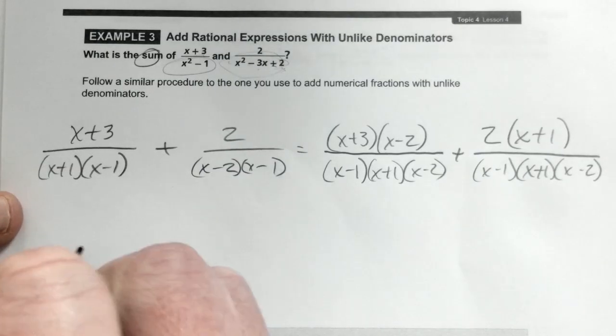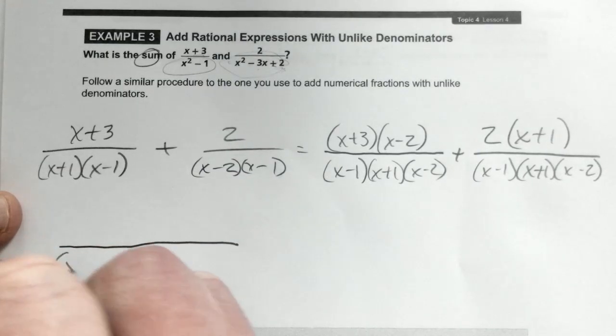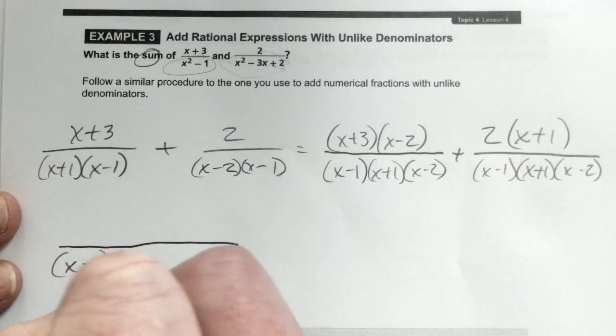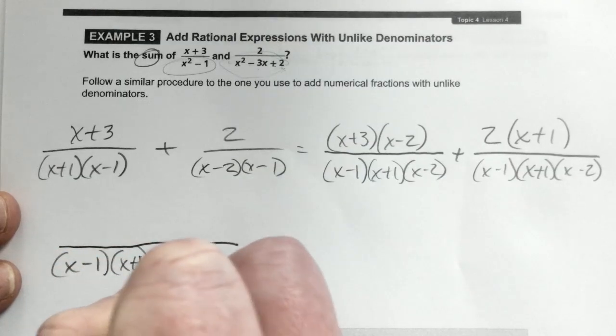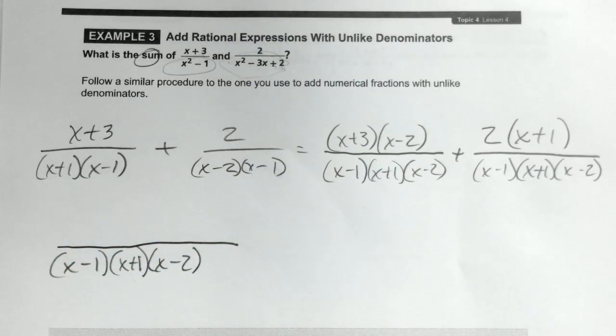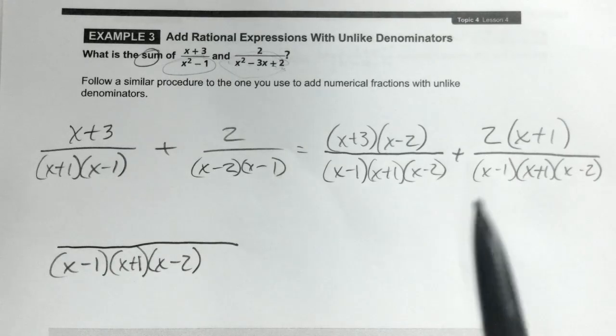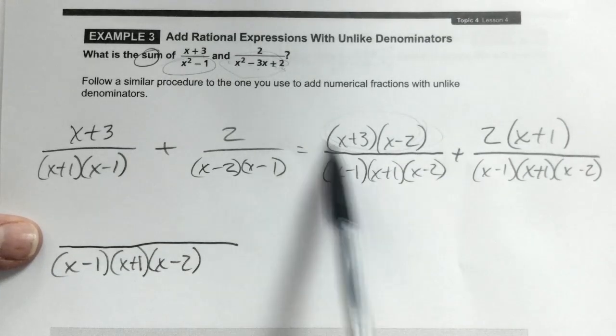So I only need one common denominator, x minus 1 times x plus 1 times x minus 2. I mean, we could write it twice if you want to, but we have a whole other step. You're welcome. Thank you, Mr. Steven. All right, we got to FOIL this guy out.